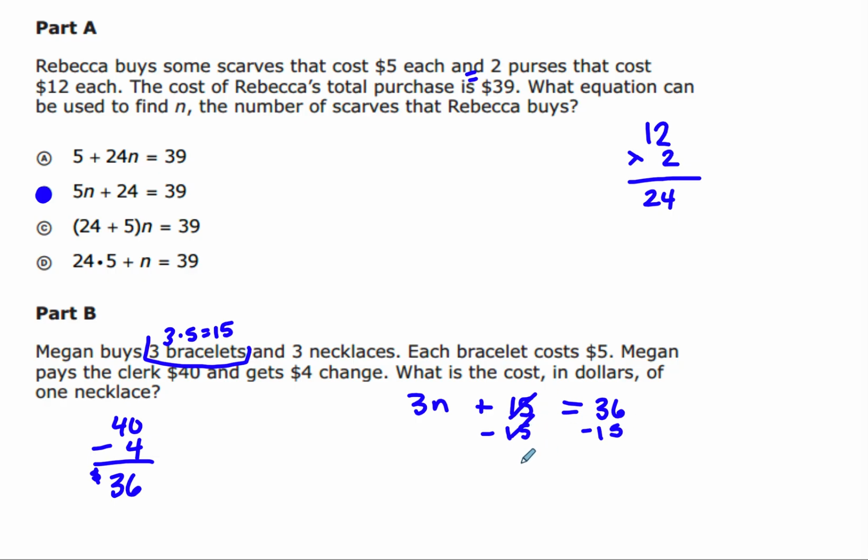15 minus 15 is 0. It leaves me with 3n on the side of the equation. 6 minus 5 is 1. 3 minus 1 is 2. 3n equals 21, and then we are going to divide by 3. And we get $7. So each necklace costs $7.